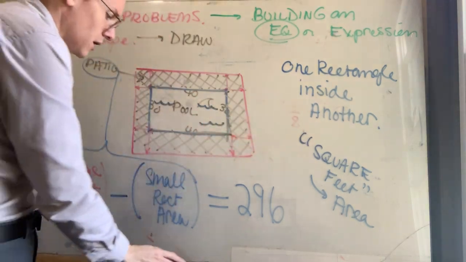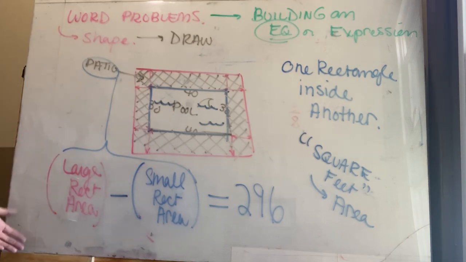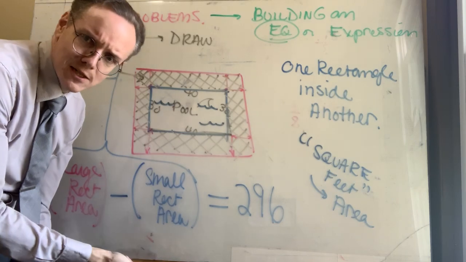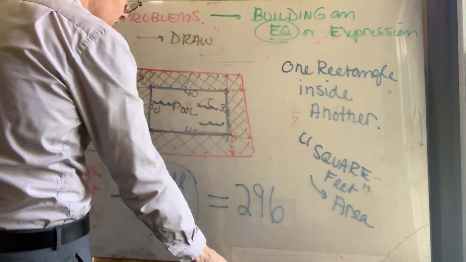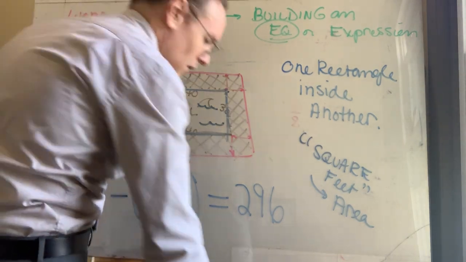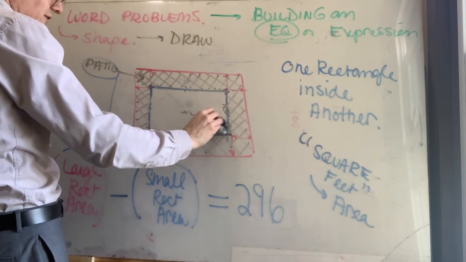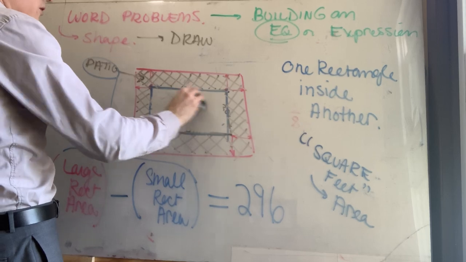All right, so we have a larger area and a smaller area. The smaller area we can figure out pretty much like this because we know the dimensions of this pool. So I'll just erase the funny nonsense here and look at the pool exclusively.